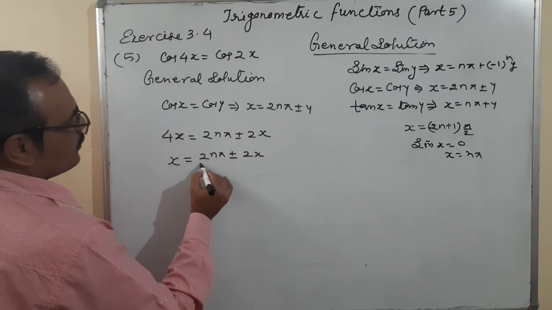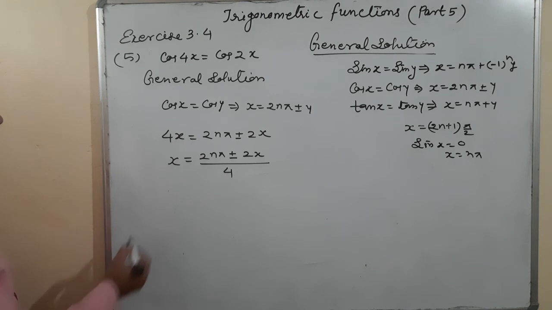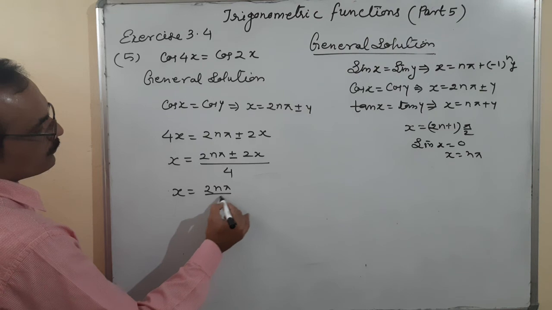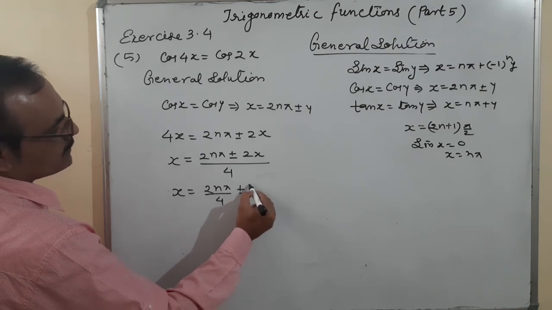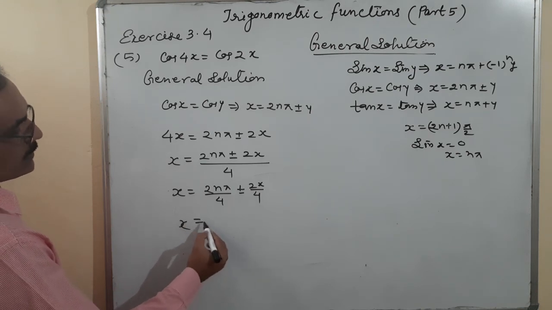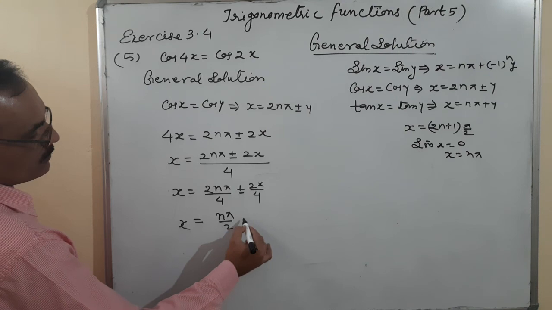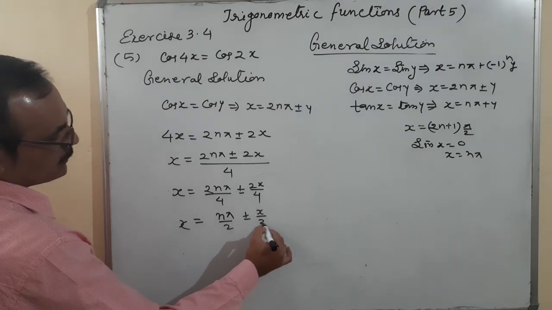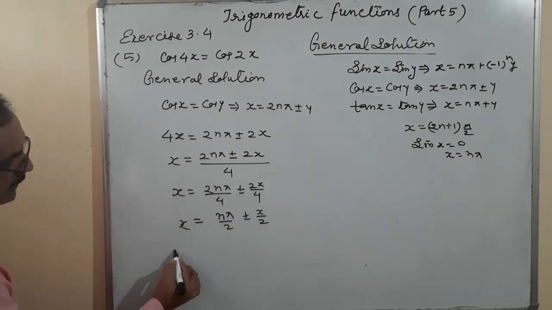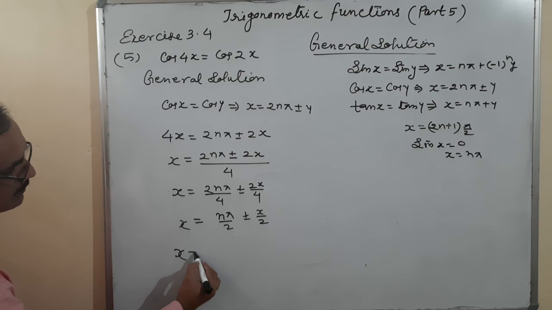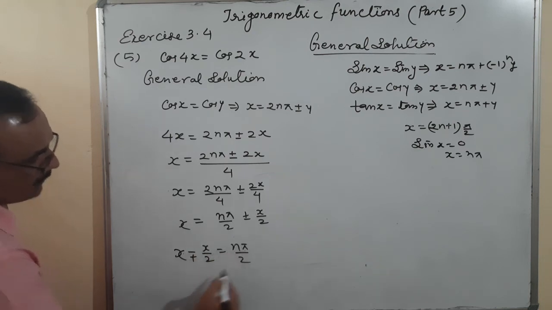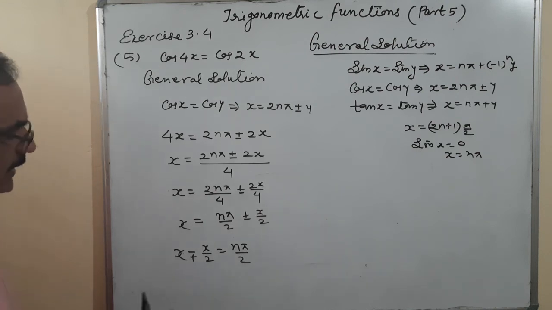Okay. So therefore the value of x is equal to 2n pi plus minus 2x upon 4. Okay. x is equal to 2n pi upon 4 plus minus 2x upon 4. So therefore x is equal to n pi by 2 plus minus x by 2. Okay. If this plus minus is shifted here, then what happens? It becomes minus plus x by 2 is equal to n pi by 2.